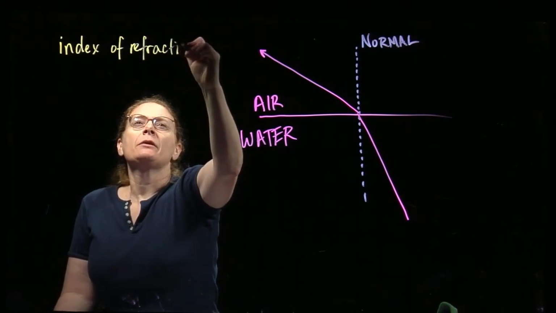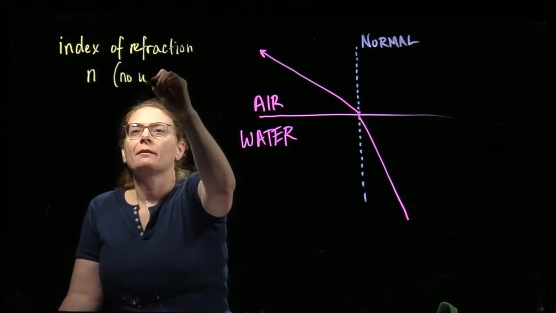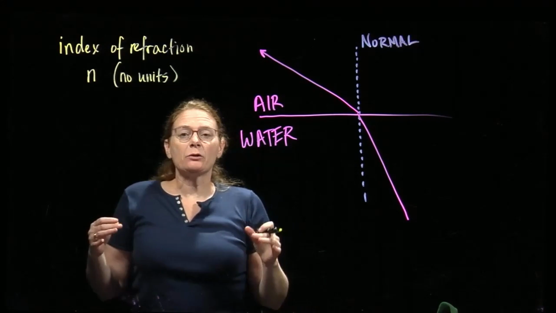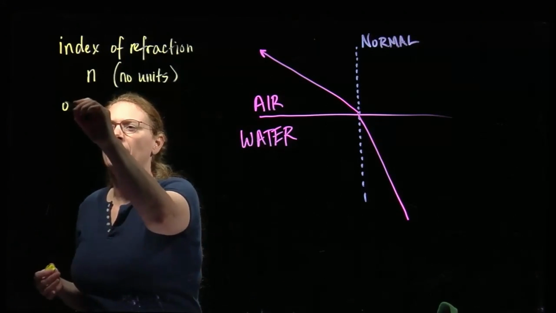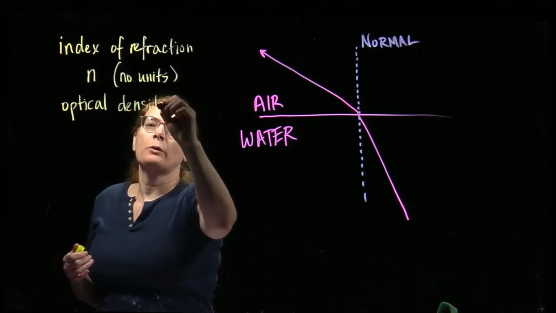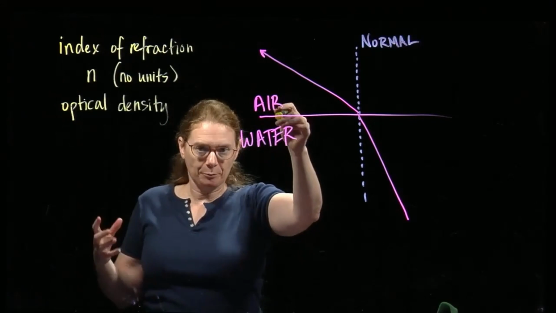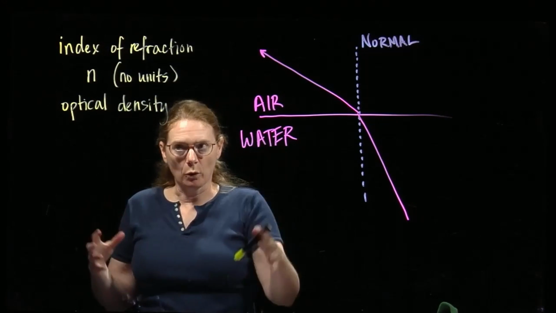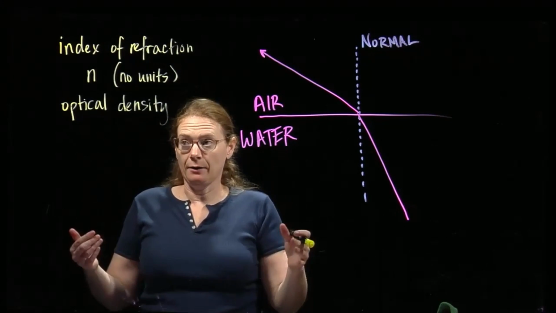And it is given the symbol n, lowercase n, no units. You're going to like that because no units. The index of refraction is a measure of optical density, which is often a way I talk about it. Is light going through it quickly, or is light slowed down a lot? Air is not very optically dense. It has a small index of refraction. Water is more optically dense. It's harder for light to travel through. Glass is even higher optical density.